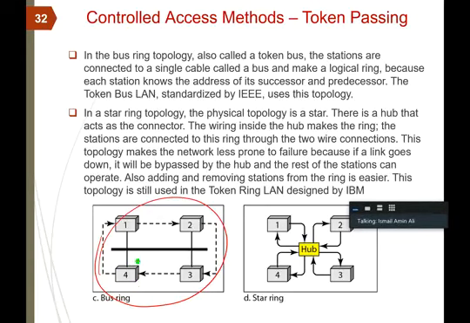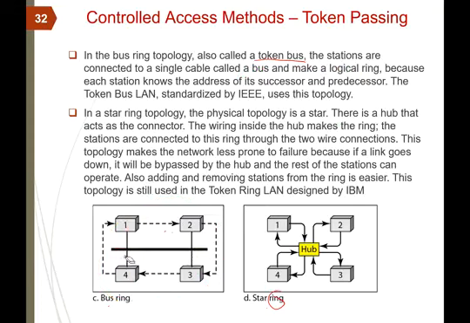This is a bus ring topology. It's a physical bus, but a logical ring. This is a star ring topology. So it's a logical ring, but a physical star topology. In the bus ring topology, also called token bus, the stations are connected to a single cable, called the bus, and make a logical ring. So even though it's a physical bus topology, the logical topology is a ring topology.